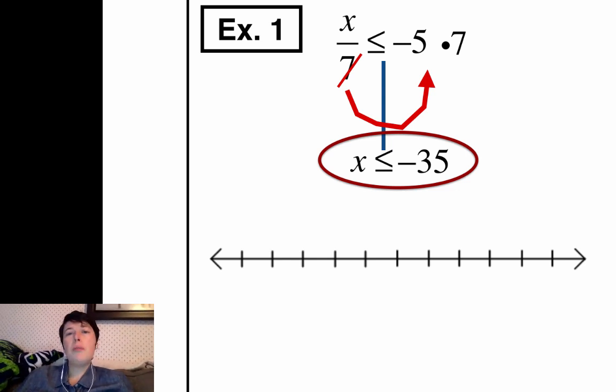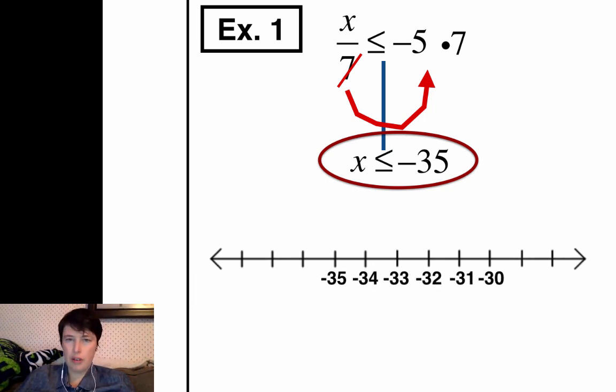So what's the most important number that we're going to need on this number line? Well, negative 35, our answer, or part of our answer. So I'm going to put negative 35 somewhere in the middle of the number line. Just pick kind of a random spot in the middle-ish. And then I'm going to pick a few numbers on the right and the left. So like negative 34, negative 33, negative 32, negative 31, negative 30. That'd be some numbers on the right. On the other side, it'd be like negative 36, negative 37, and negative 38.